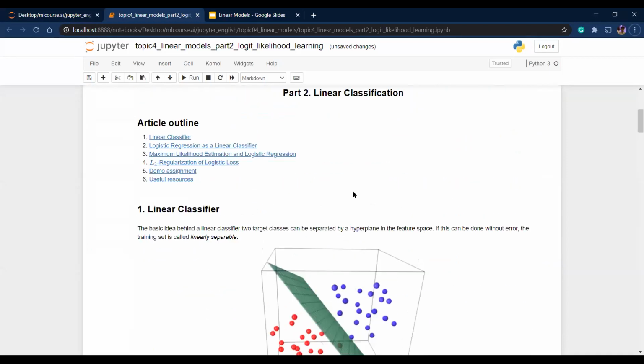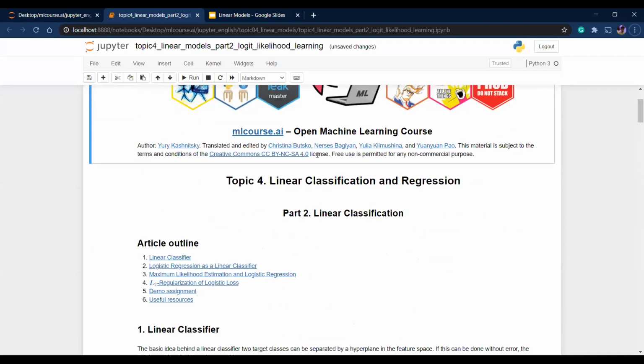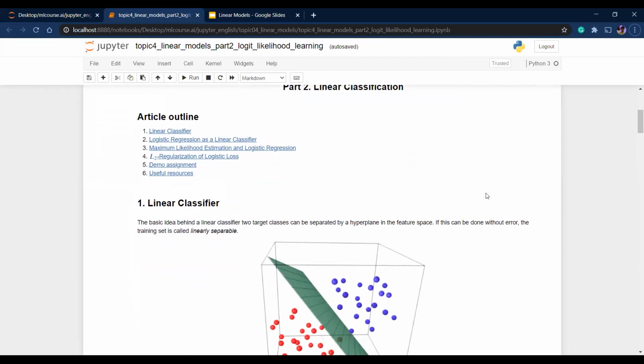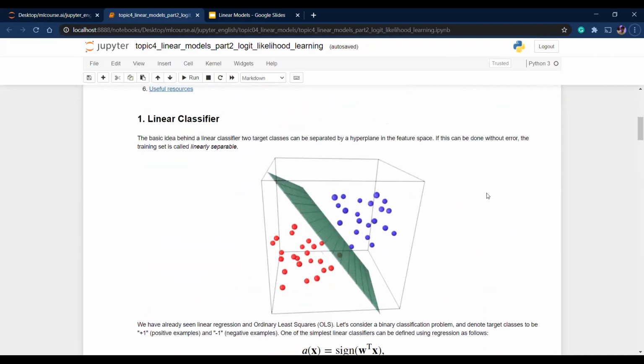Okay, so getting back. In the second notebook, what we're going to talk about is linear classification. In the first, we talked about regression. Now we're using the same concept to classify between classes of data. Cool. So here's how a linear classifier looks.